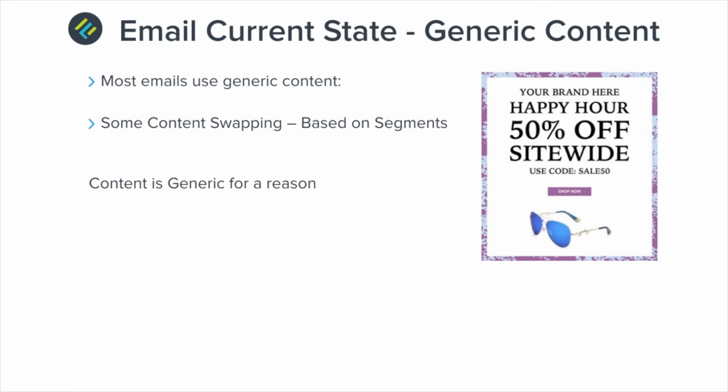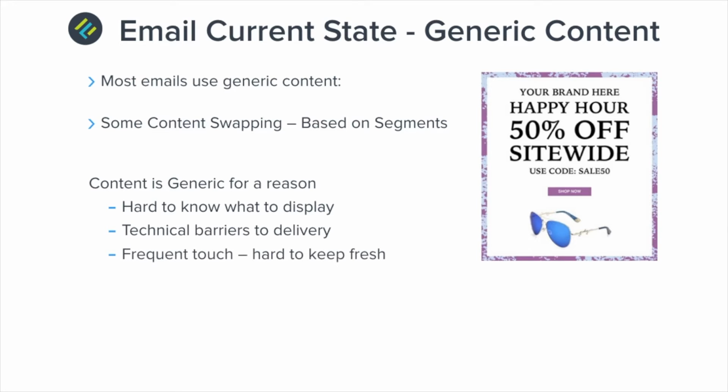But the reality is that content in emails is generic for a reason. First, it's hard to know what to display for an individual in an email. So there has to be a fair amount of calculation that goes on when that email is opened, and that's hard to do. Secondly, there are technical barriers, and some pretty significant ones, to delivery of individualized content in email, and we'll talk about that in a minute.